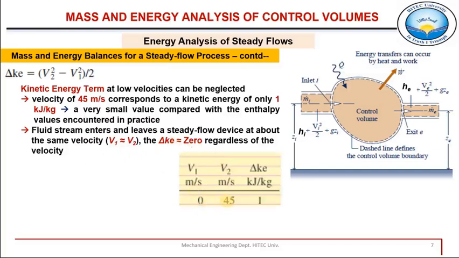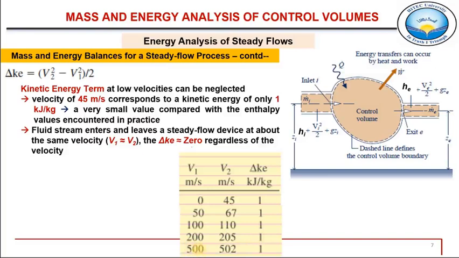So if V1 is 0, V2 is 45, the change in kinetic energy is only 1 kilojoules per kilogram. If the inlet velocity is 50 to 67, now you can see the change in velocity is a smaller value, but it also results in the same kilojoules per kilogram because the initial velocity is higher. So that's why here it is 67 squared minus 50 squared. That represents a change of 1 kilojoules per kilogram. So if the inlet velocity is increasing, then you need a very small change in velocity to correspond to 1 kilojoules per kilogram.